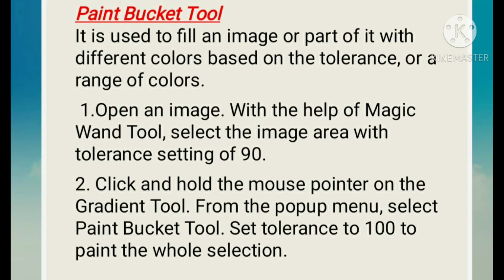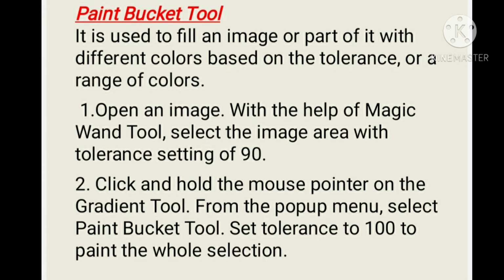It is used to fill an image or part of it with different colors based on the tolerance or the range of the color. First, as usual, open an image. With the help of the magic wand tool, select the image area with the tolerance setting of 90. Second, click and hold the mouse pointer on the gradient tool from the pop-up menu. Select the paint bucket tool, and set the tolerance to 100 to paint the whole selection.